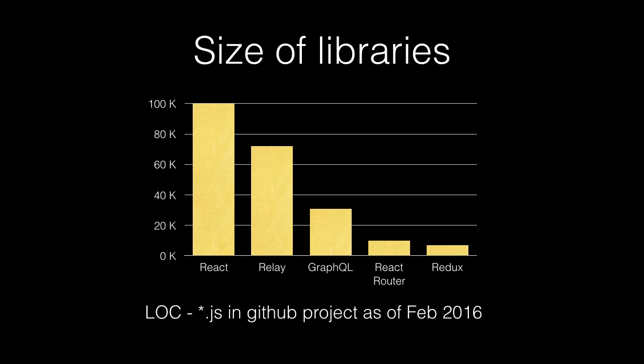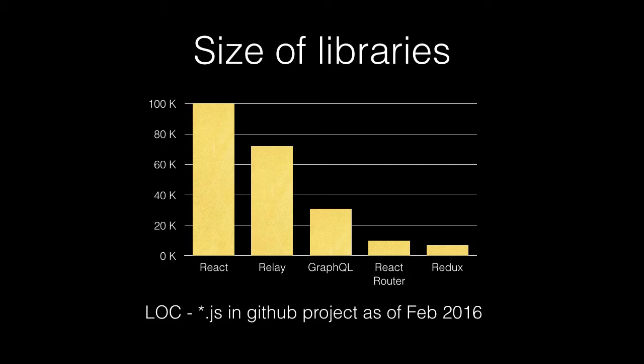But first, I pulled a few interesting statistics from GitHub, and this is lines of code of libraries. So we see React is about 100,000 lines of code, and Relay and GraphQL together are about the same. And then there's a very tiny React Router and Redux. And Redux actually is 7,000, but it's actually 100. Those of you who have been to the Dan Abramov talk a couple of weeks ago, it was really good.